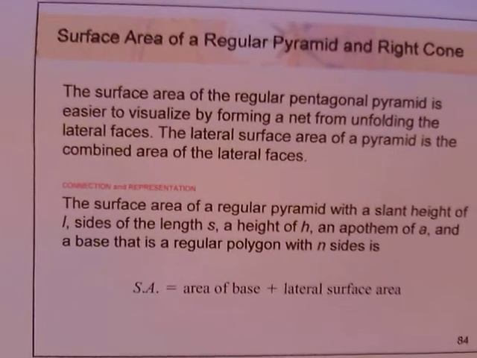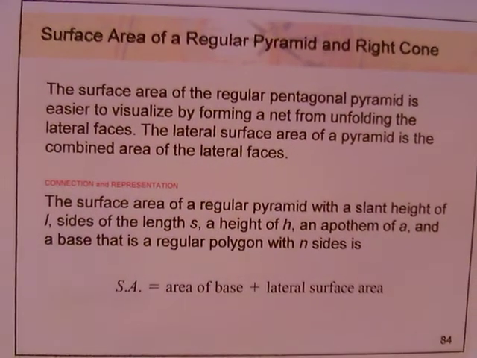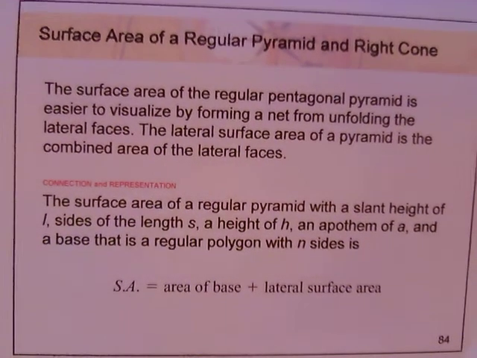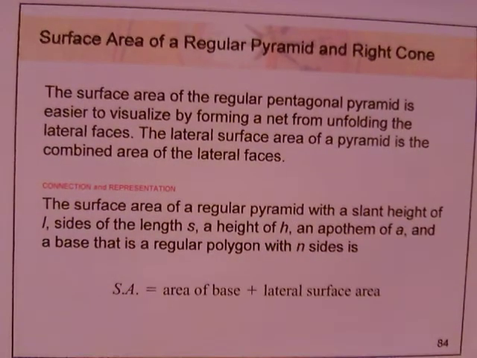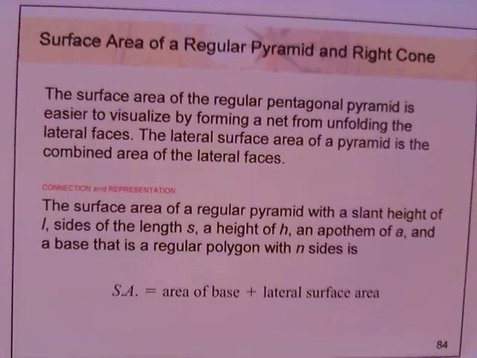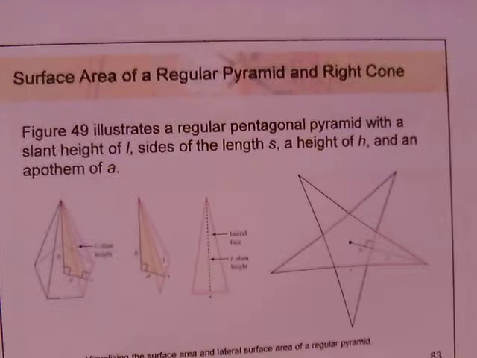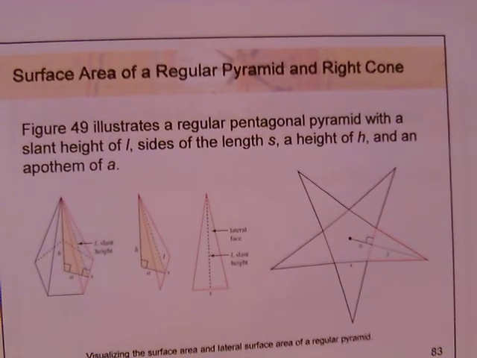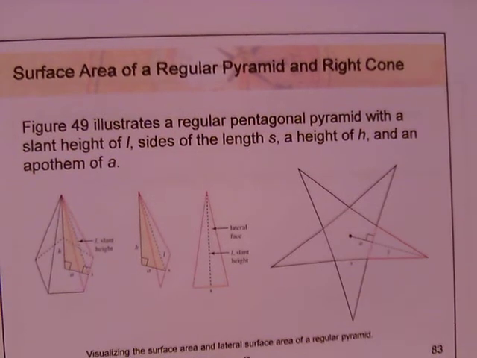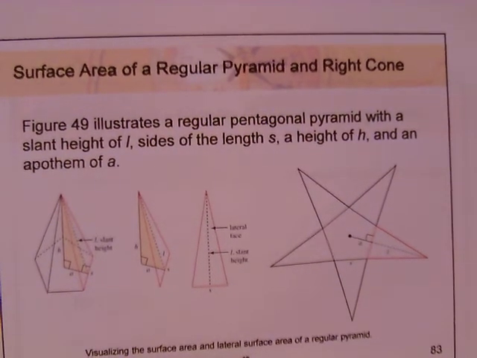All right, the surface area of a regular pentagonal pyramid is easier to visualize by forming a net from unfolding the lateral faces. The lateral surface area of a pyramid is the combined area of the lateral faces. So this is what they did. They took this apart and flattened it out into this, which looks like a star in the two-dimensional realm.